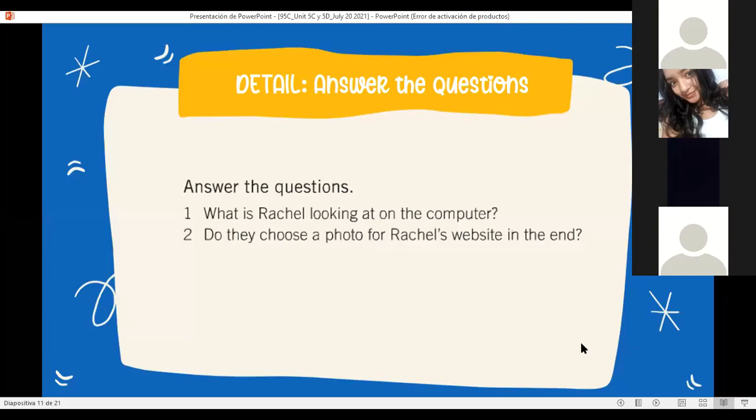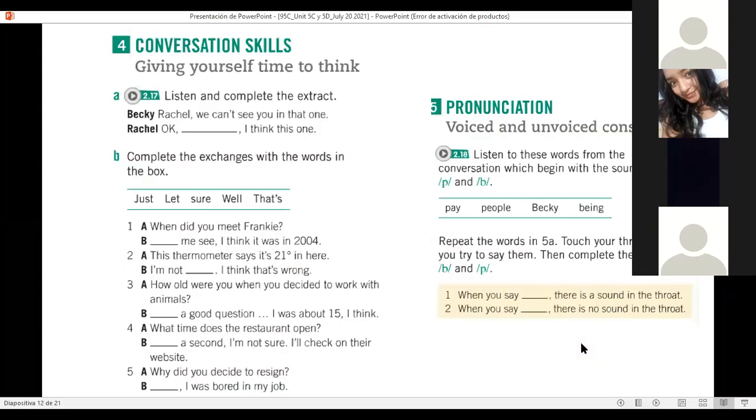So guys, what do you think? Did they choose the picture for Rachel's website? Yes or no? Yes, teacher. Yes, at the end they agree on this photo thing and they could choose one picture for Rachel's website. Excellent. So guys, can you help me with this? We're going to complete some sentences with specific words, okay?